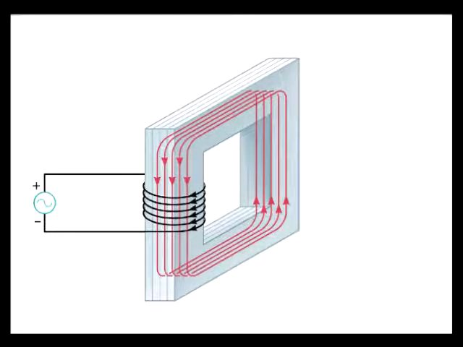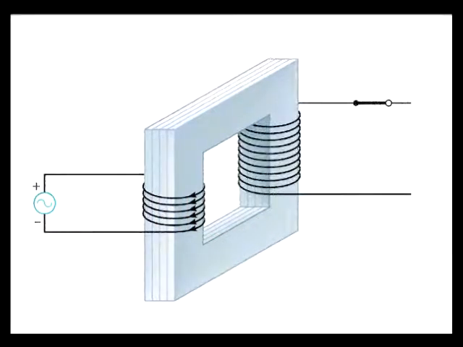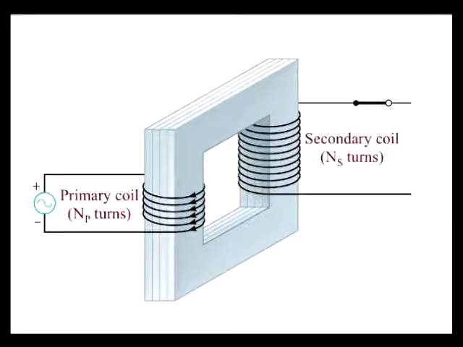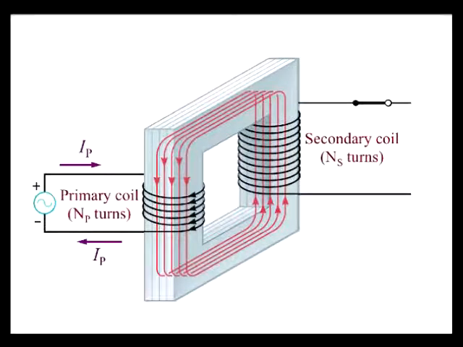We can now add a second coil, called the secondary coil, to the opposite arm of the transformer. This secondary coil has NS turns, which is a different number of turns than that of the primary coil, which has NP turns. If the current is turned on in the primary coil, the magnetic field lines it produces are amplified and channeled through the secondary coil. Thus, a changing current in the primary coil can cause a changing magnetic flux in the secondary and therefore induce an EMF in the secondary.